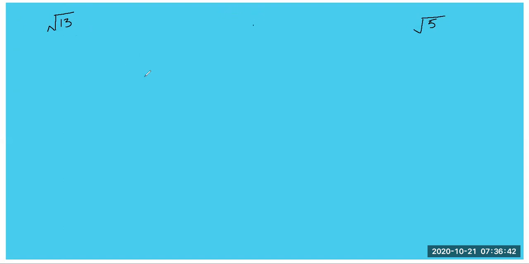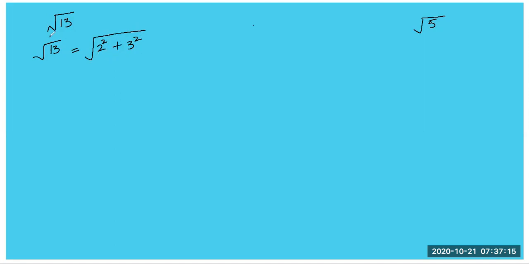So, see students, square root of 13 can be written as the square root of 2 squared plus 3 squared, right? 2 squared is 4 and 3 squared is 9. 9 plus 4 is equal to 13. So this is equal to 13.